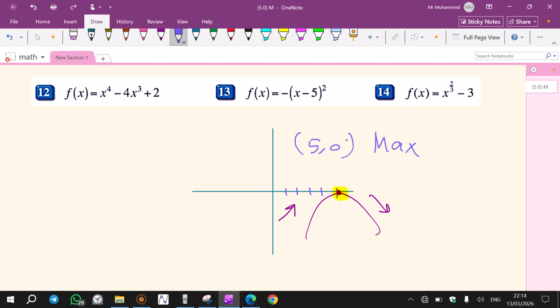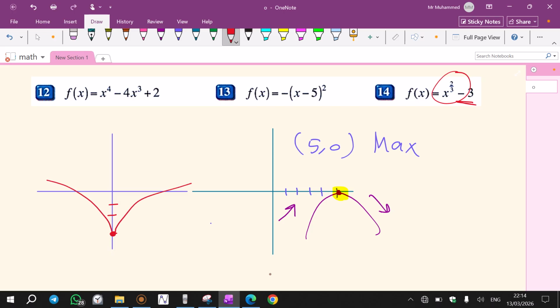Same thing goes to 14. 14 is a sharp corner. The graph is very obvious. That's a sharp corner. Minus 3, the sharp corner goes down 3 steps. Then 1, 2, 3. The graph starts right here and goes like a sharp corner. Then again, solving this question 14 graphically is way easier.